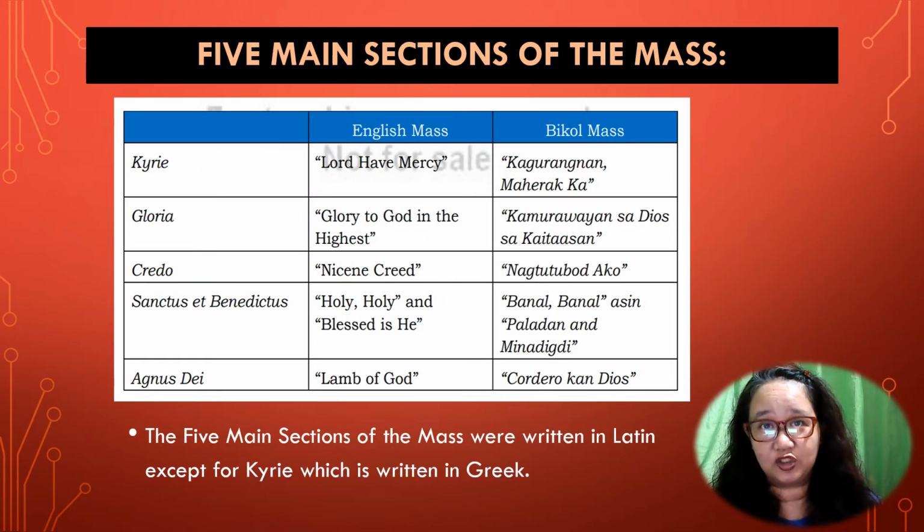Five main sections of the Mass. One, Kyrie. Two, Gloria. The third one is Credo. The fourth one is Sanctus et Benedictus. And the fifth one is Agnus Dei. The five main sections of the Mass were written in Latin, except for Kyrie, which is written in Greek.